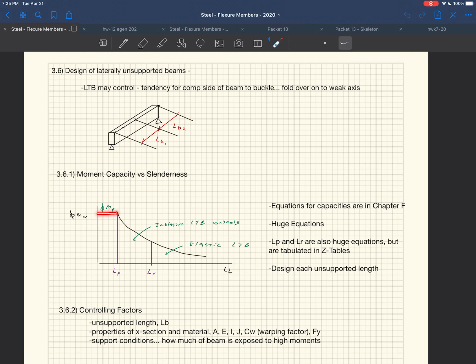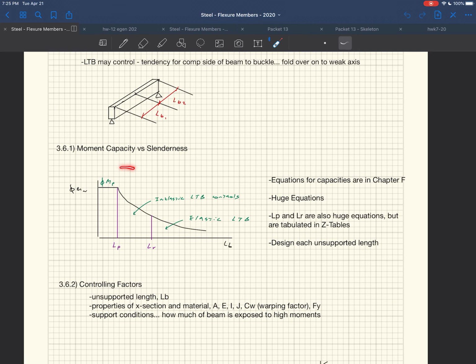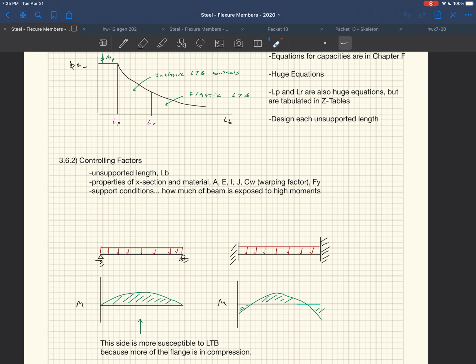So we get this capacity curve that goes like this. If Lb is small enough, plastic moment controls. If Lb is greater than Lp and less than Lr, then inelastic lateral torsional buckling occurs, and elastic lateral torsional buckling happens if Lb is bigger than Lr. And so it won't form a plastic hinge. How you go about designing these gets pretty complicated because there's a lot going on here. So what's in control of this?